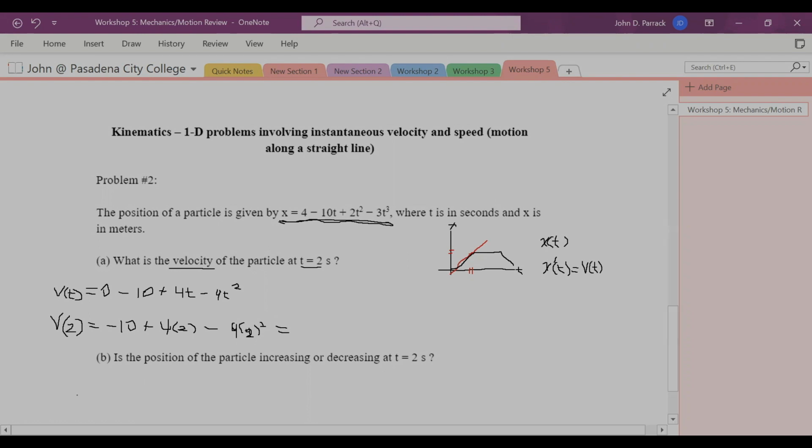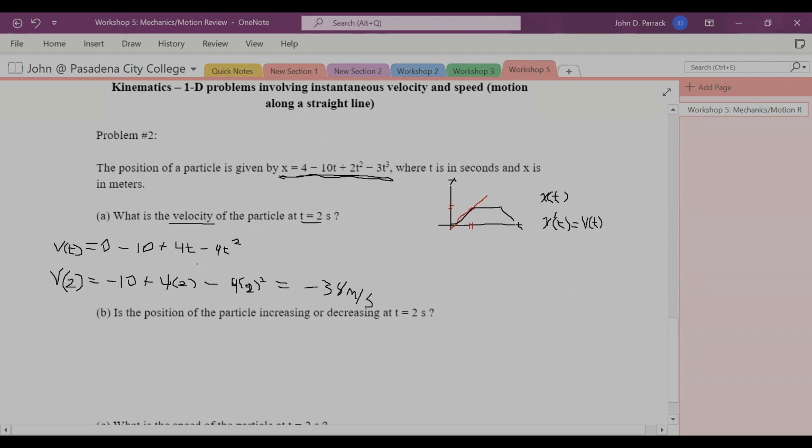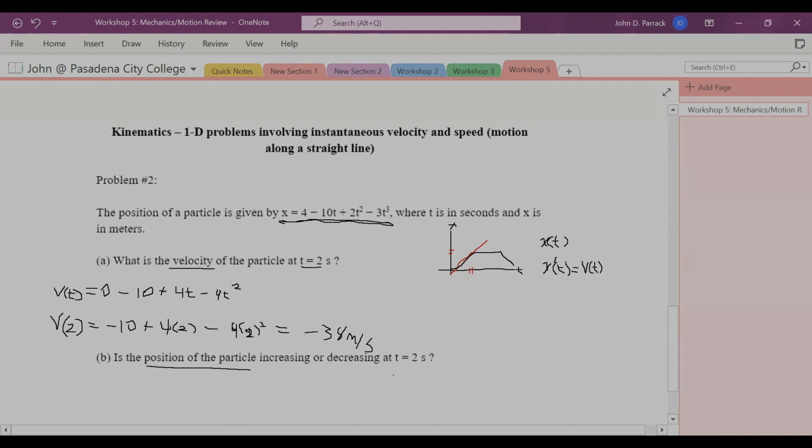Okay, so I punch that and I get negative 38 meters per second. And then they ask us, is the position of the particle increasing or decreasing?